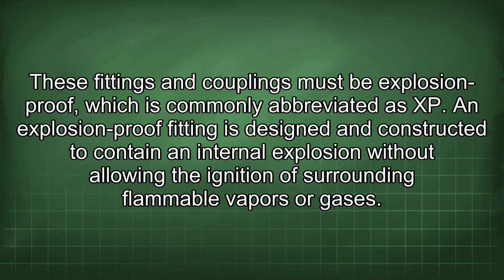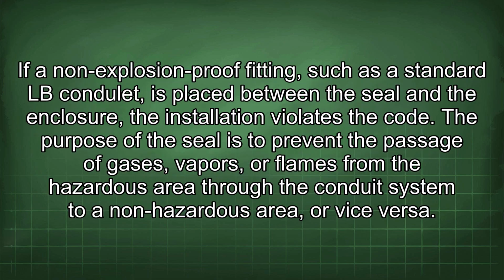An explosion-proof fitting is designed and constructed to contain an internal explosion without allowing the ignition of surrounding flammable vapors or gases. If a non-explosion-proof fitting, such as a standard LB conduit, is placed between the seal and the enclosure, the installation violates the code. The purpose of the seal is to prevent the passage of gases, vapors, or flames from the hazardous area through the conduit system to a non-hazardous area, or vice versa.